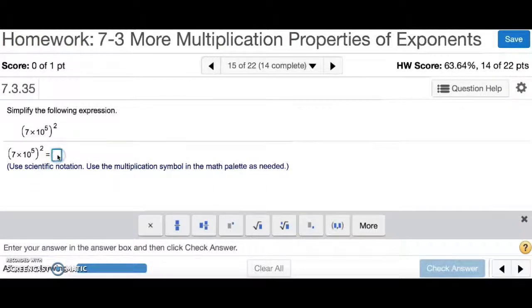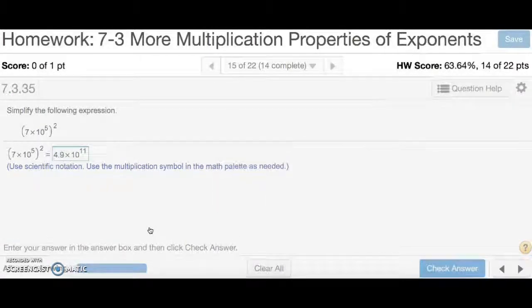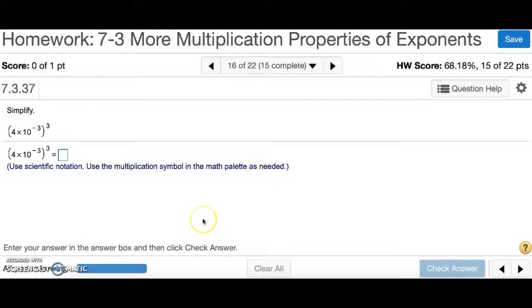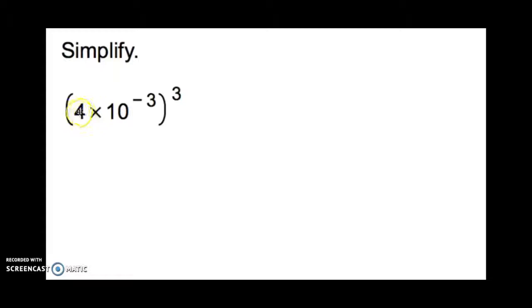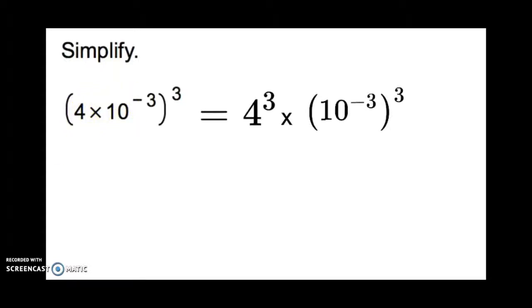So I have 4.9 times 10 to the 11th power. That's number 15. Number 16 has 4 times 10 to the negative 3rd, all being raised to the 3rd power. So let's take a closer look at that. So I'm going to raise each of these to the 3rd power. So I'm going to have 4 to the 3rd power and 10 to the negative 3 to the 3rd power.